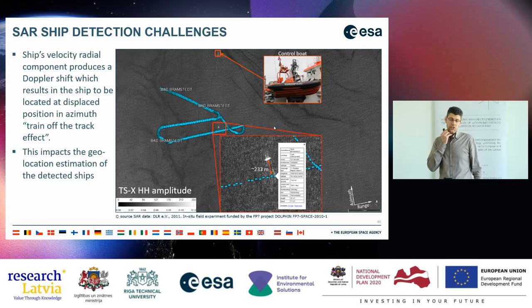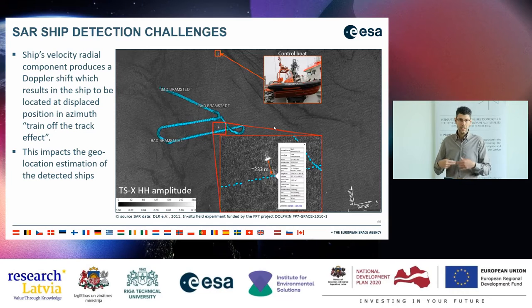Okay, what are the challenges? The first challenge was mentioned in the morning: whatever moves is not a friend of SAR, because a ship, it can be a tanker, but it also moves. And when you have a radial component of the ship velocity, this produces the so-called train-off-the-track effect. That means the ship will be geographically displaced. So it's not in the real position, but it's an effect due to the SAR focusing algorithm, right?